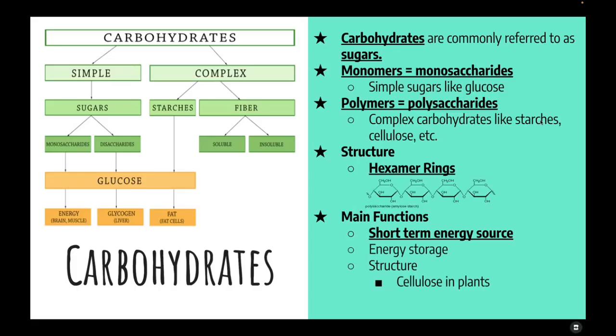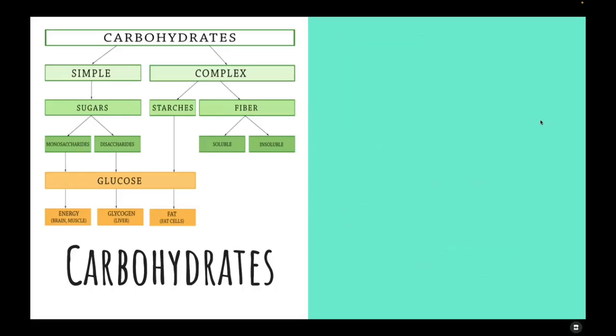So you see carbohydrates in plants, and it's going to provide their rigid structure. And you also see it in exoskeletons of chitin, so in insects and crabs.